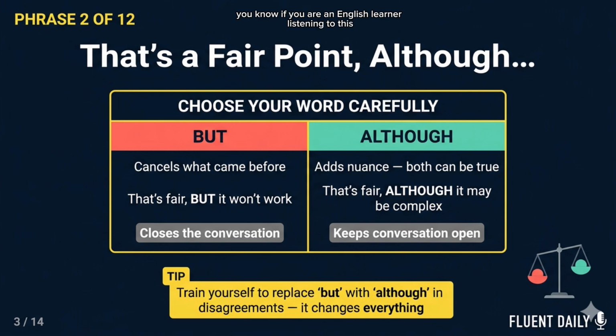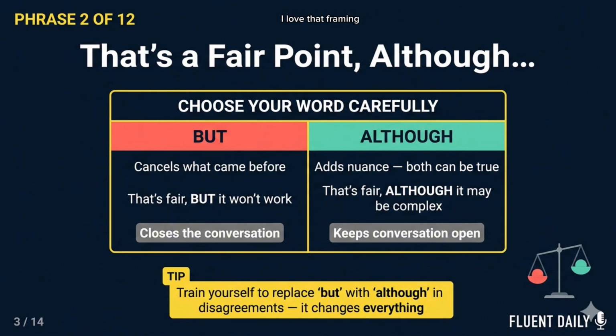If you are an English learner listening to this, I want you to think about a really specific analogy here. Think about the word but as a stop sign at an intersection. Ooh, I like where this is going. When you use but, it basically halts the flow of traffic. It subconsciously cancels out whatever positive thing you just said before it. However, the word although acts like a yield sign.